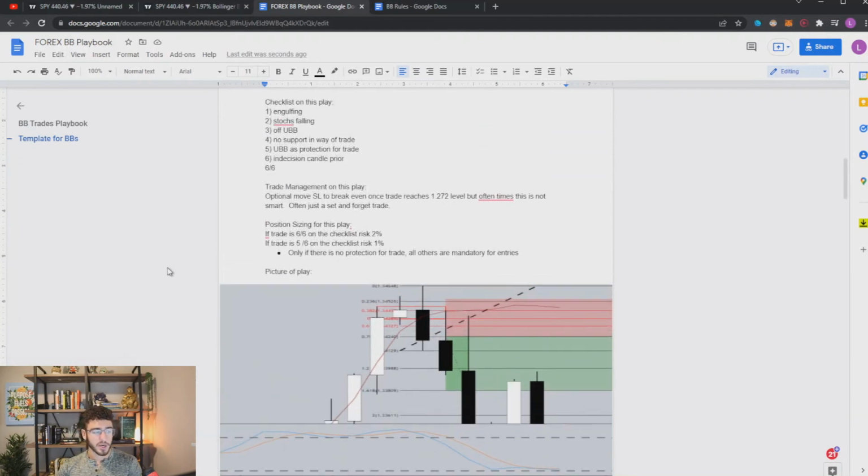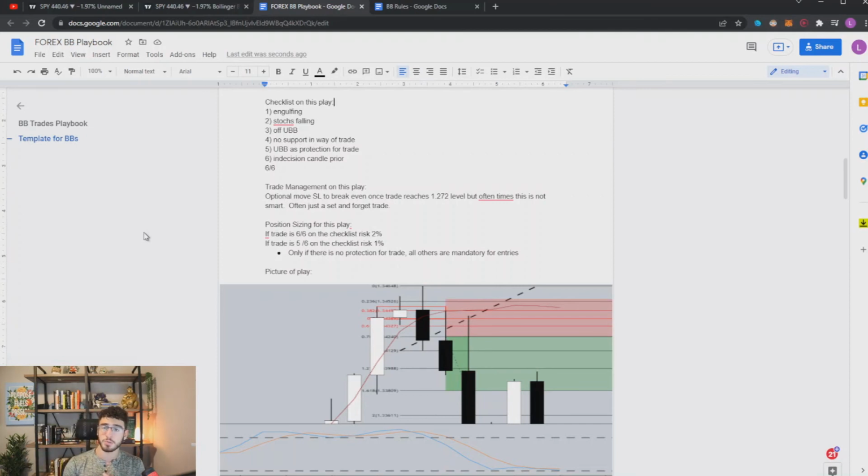So, trade management on this play. Optional: move your stop loss to break even once the trade hits the 127 Fibonacci extension level. But oftentimes, you can get hit out at break even in that case. So what I will often do is set and forget the trade, or I will take off half of the position at 1.272 and then the rest of the position at 1.618 after I move the stop loss to break even at the 127.2 level.